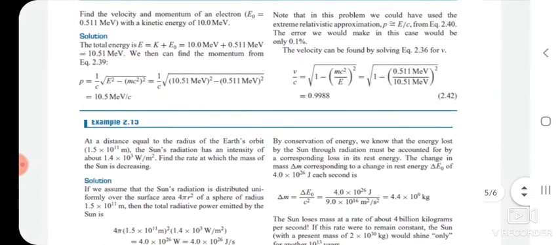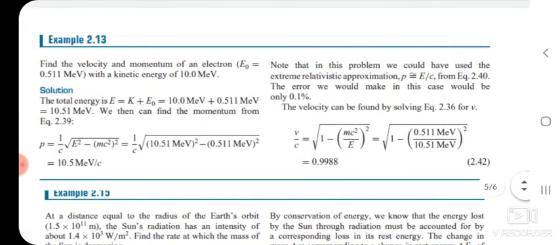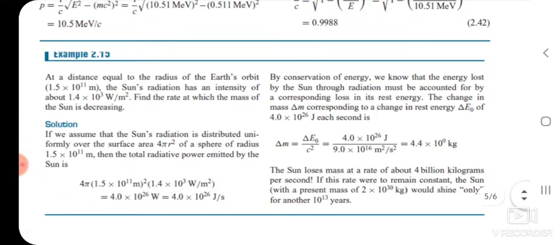Next, at a distance equal to the radius of the earth's orbit, which is equal to 1.5 into 10 to the power of 11 meter, the sun's radiation has an intensity of about 1.4 into 10 to the power of 3 watt per meter square. Find the rate at which the mass of the sun is decreasing.